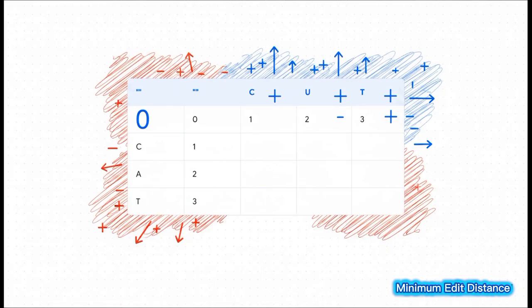And here is what that setup looks like. To get from an empty string to C costs 1 insertion. To CU, 2 insertions. To CUT, 3 insertions. Same logic for deletions going down the first column. This setup provides the base cases, the known starting points that the rest of our calculation will build upon.